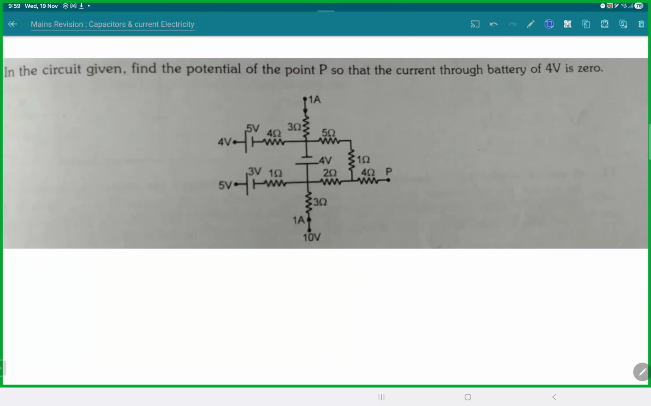In the circuit given, find the potential at point P. P is this point, so that the current through the battery of 4 volt is 0. So there is no current in this 4 volt battery, and they're asking the potential at point P.